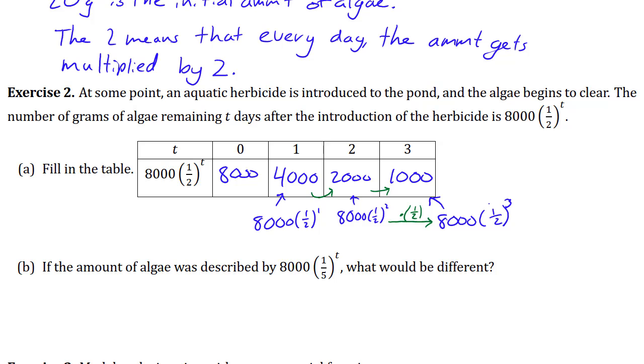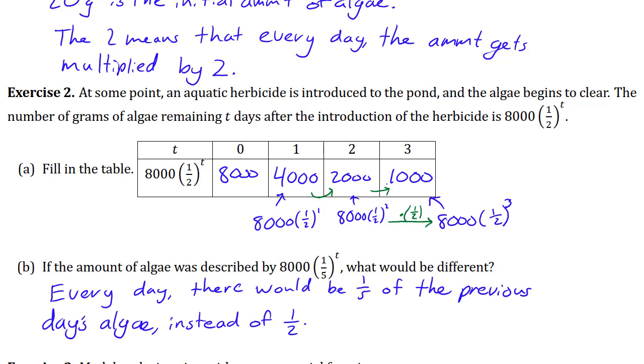Okay, so part B says if the amount of algae was described by 8,000 times 1/5 to the power t, what would be different? Well, let's see. Here it's getting multiplied by 1/2. So every day there's half of the amount of algae that there was before. If it was getting multiplied by 1/5, you'd have 1/5 of the amount of algae that there was before. So I just wrote that out here. Now, what would that mean in terms of numbers? It means it would be decreasing faster.